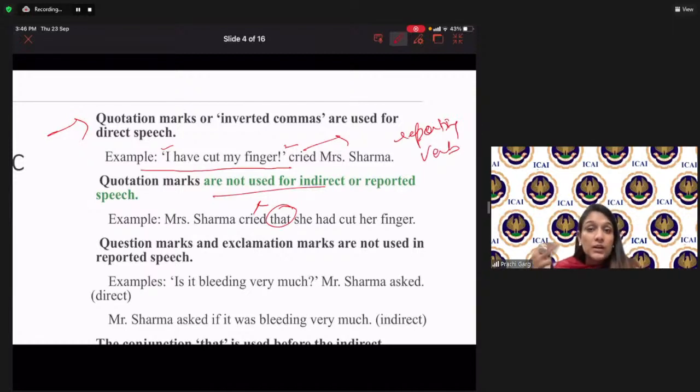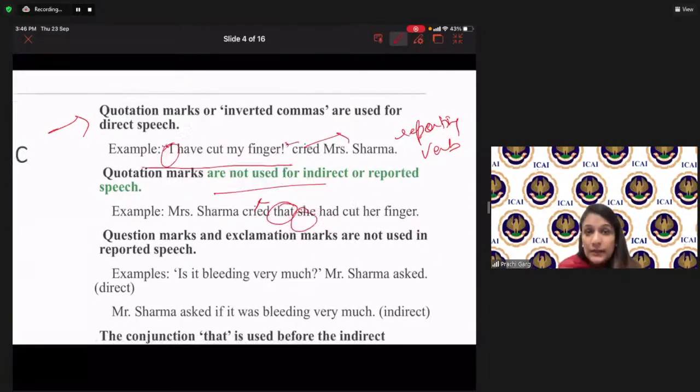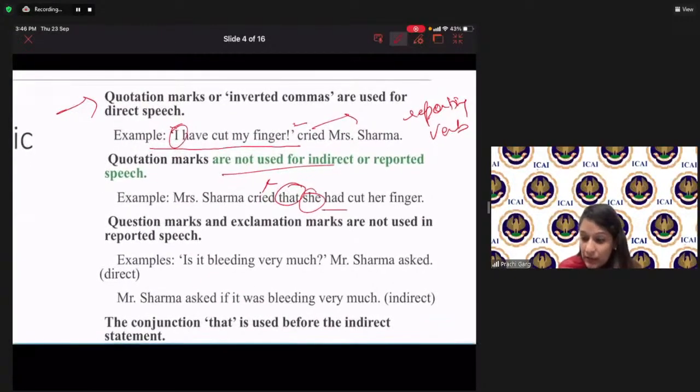Cried is a reporting verb. So Mrs. Sharma cried that she had cut her finger. Now I will become she. Okay. And have will become had. Cut remains the cut and my finger.